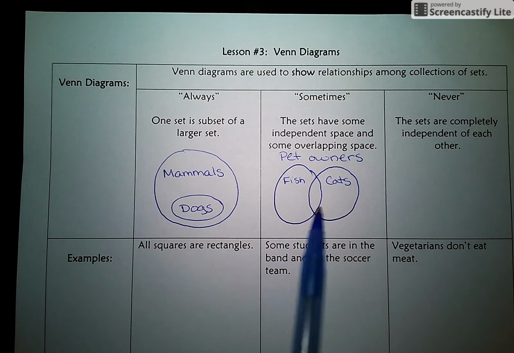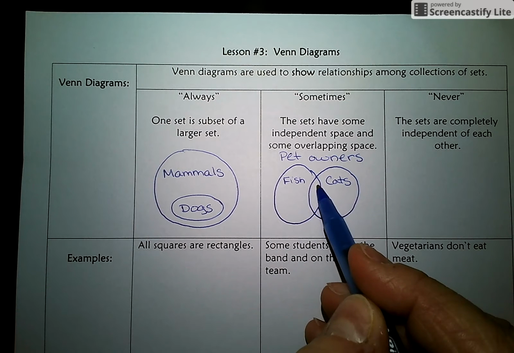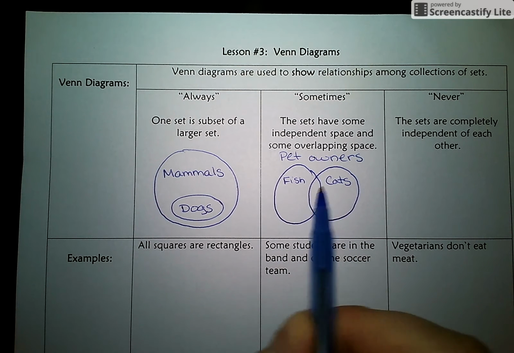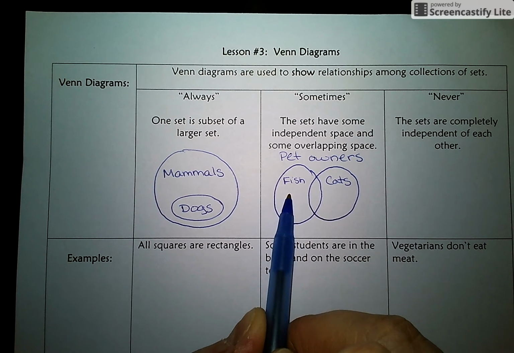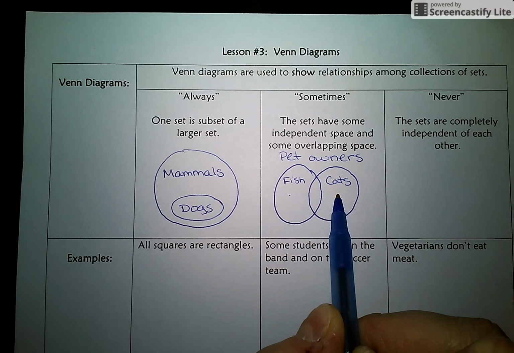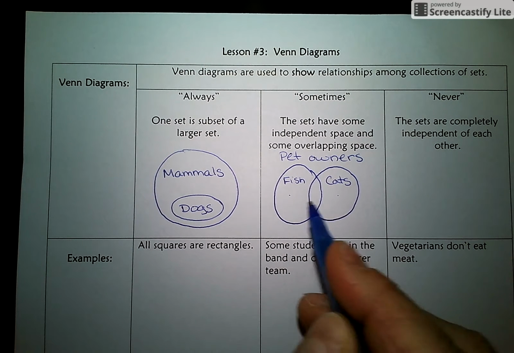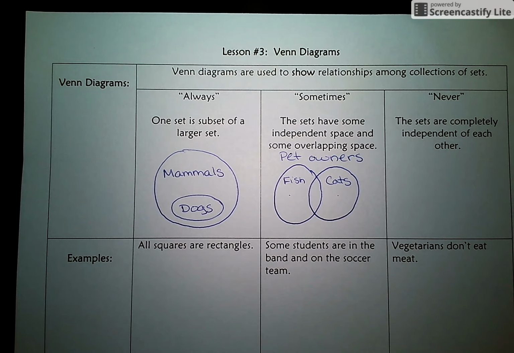Well, there are some people that own fish and cats. There are some people who only own fish, and there are some people who only own cats. So here we have 3 different zones that would represent a smaller group of people that own fish and cats.